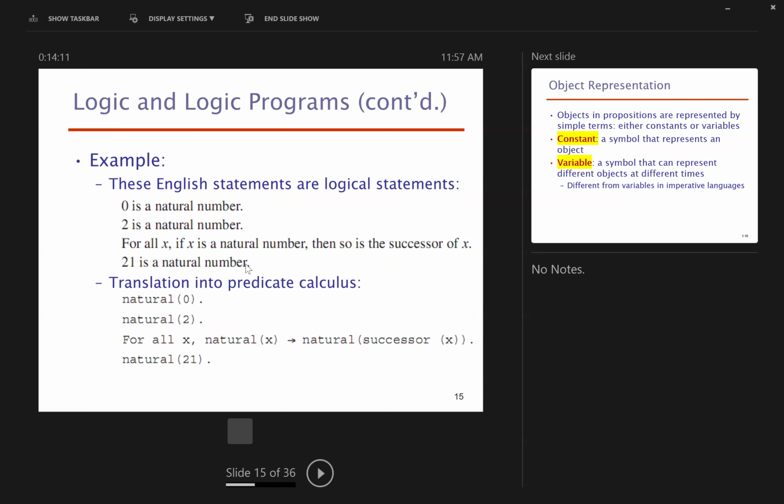So this is the example again. I think we saw this example in the previous slide. What are the concepts of a propositional or logic statement here? 0 is a natural number, 2 is a natural number. So all of this again can either be true or false. And we can translate it to predicate calculus. So natural becomes a function, or sorry, it becomes a predicate. And then we have the atoms or the constant values. So natural of 0, 2 is a natural number, etc.